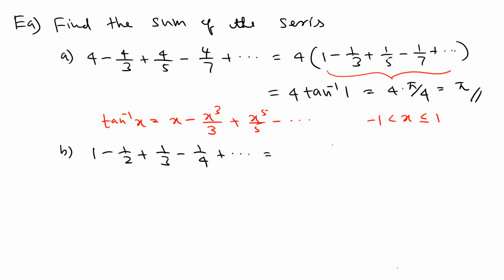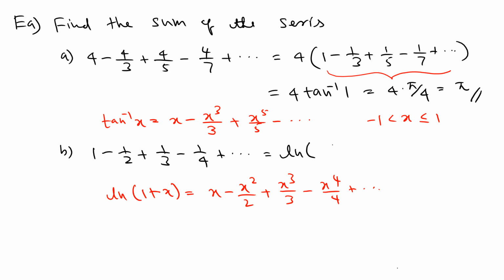And then if you look at this one, you can see these are all the terms, plus minus, there's a sign change. So this is very close to the ln. If you look at the natural log of 1 plus x, this is x minus x squared over 2 plus x cubed over 3 minus x to the fourth over 4 plus, like that. So that means this is very close to that. What you need to do is plug in x equal 1. So this is simply going to converge to ln 2.